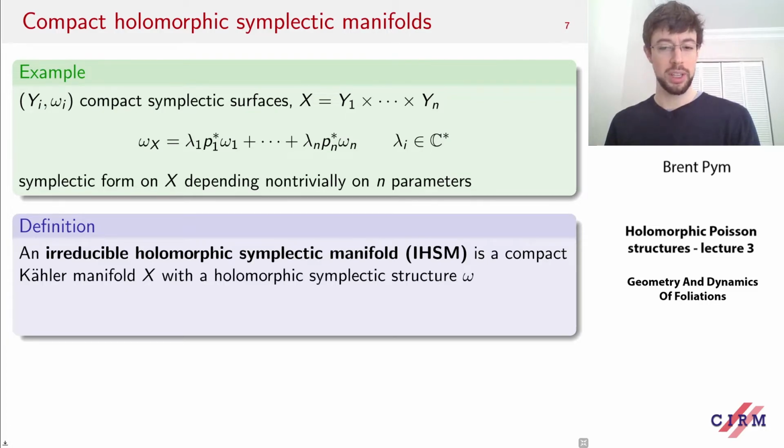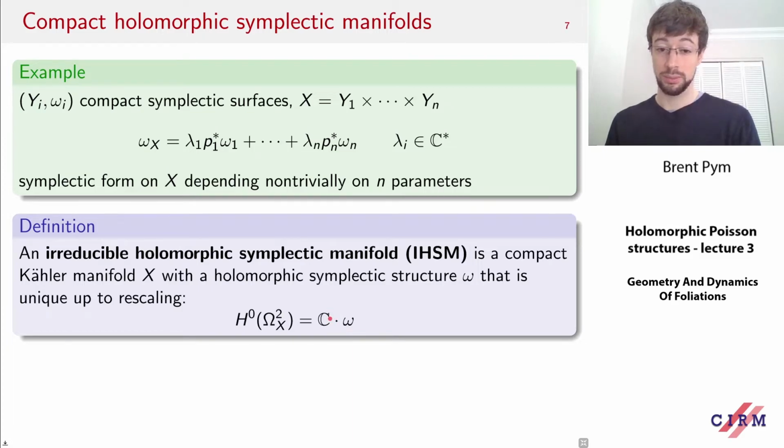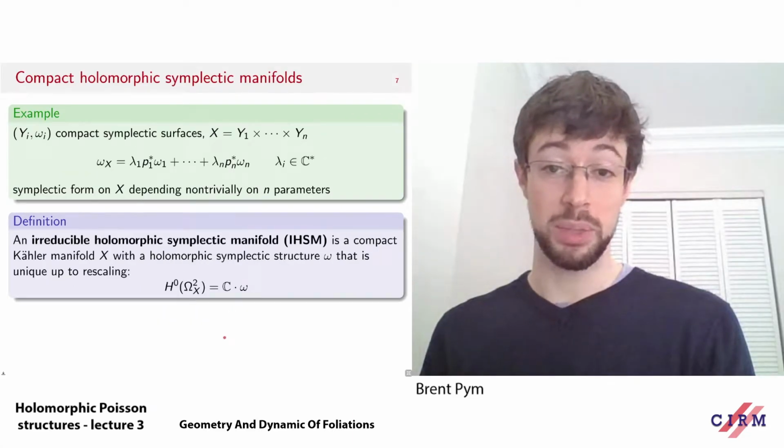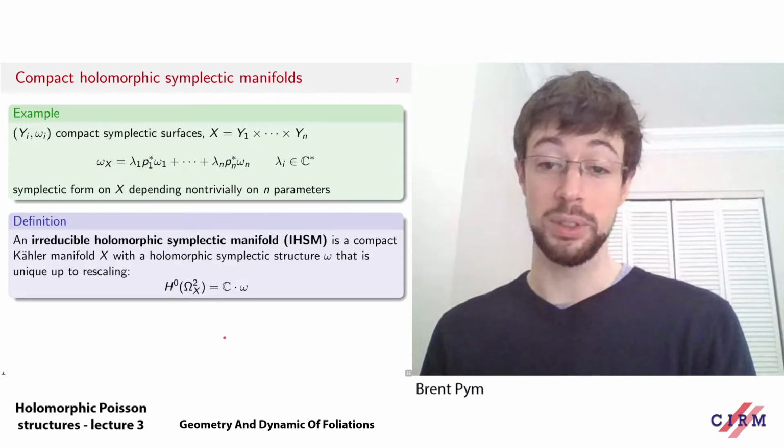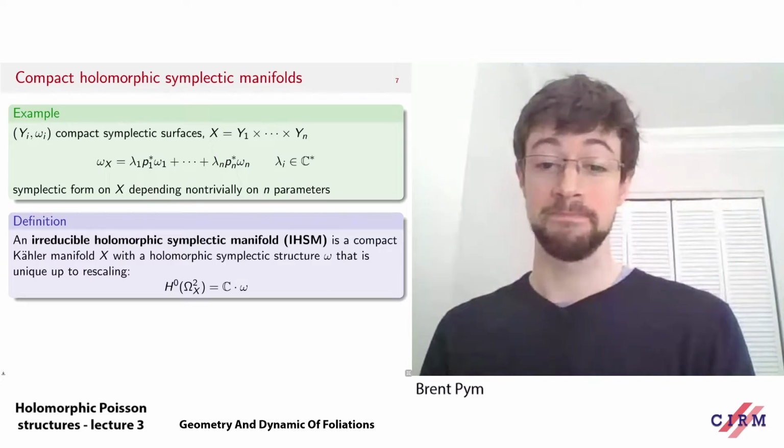And the part that makes it irreducible is the fact that this symplectic structure is unique up to rescaling. So the space of holomorphic 2-forms is spanned by omega. It's a one-dimensional vector space. So of course, any K3 surface has this property. Those are all irreducible holomorphic symplectic manifolds, at least the Kähler ones.